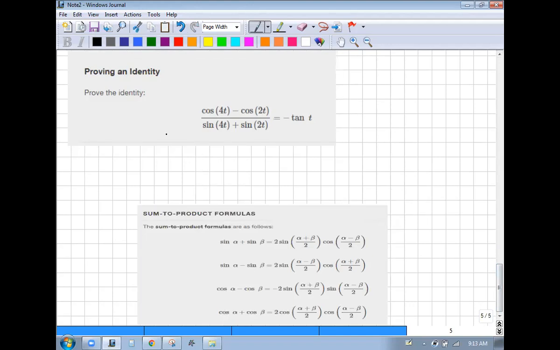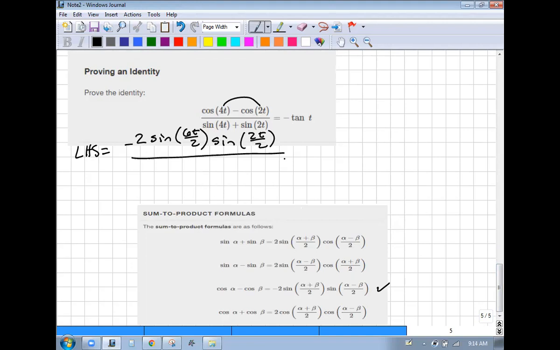So using this, let's see my left-hand side, right? I got a cosine minus cosine, so that's this one here. Let's rewrite the top. That would be a -2 sine. Now, if I add the angles, divide by 2, and then I have sine, and I subtract the angles, 4 minus 2 is 2.